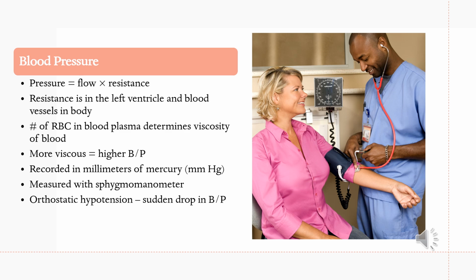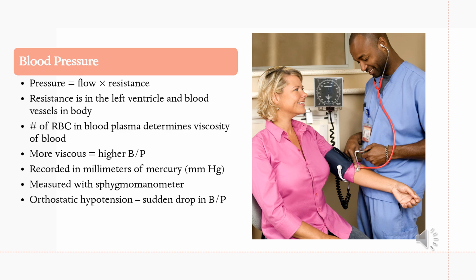Blood pressure is recorded in millimeters of mercury, abbreviated mmHg. Blood pressure is measured with a device called a sphygmomanometer, providing 2 readings, systolic, which is during heart contraction, and diastolic, which is during heart relaxation.